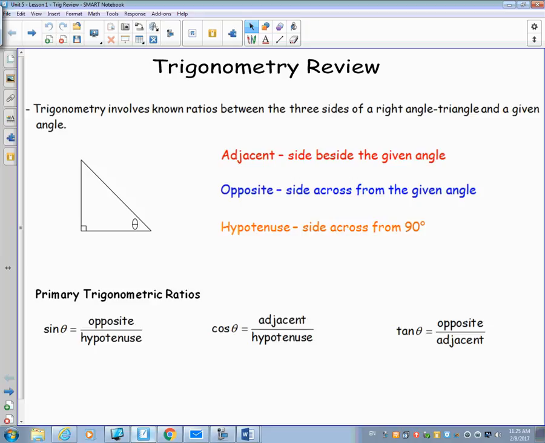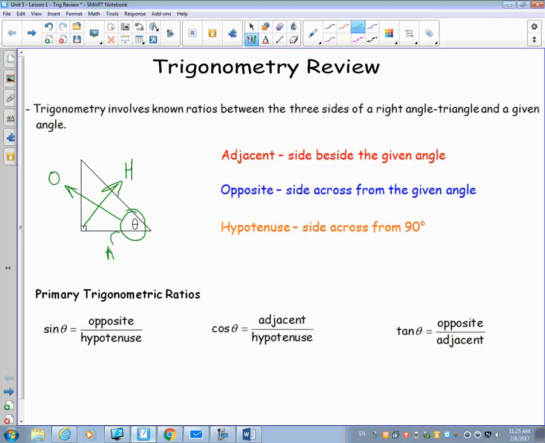We should have three sides, and we should be able to name them. Hypotenuse, always across the right angle. The other two sides are in relation to the angle that you're working with. So I want to work with theta down here. Opposite it is across, and adjacent will be beside.